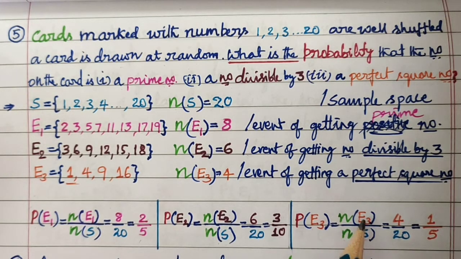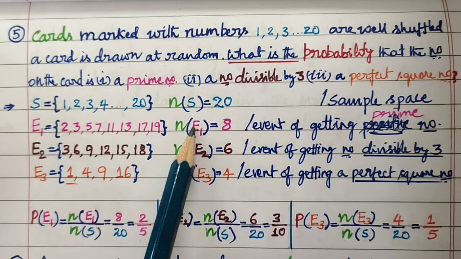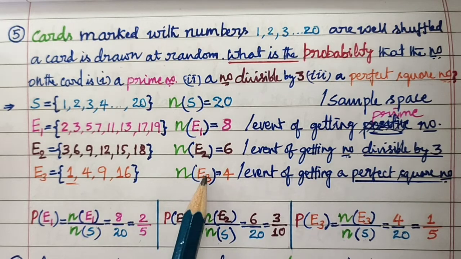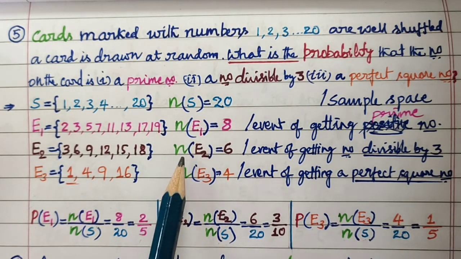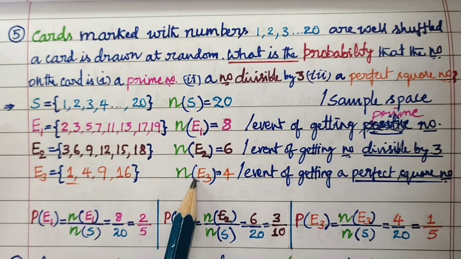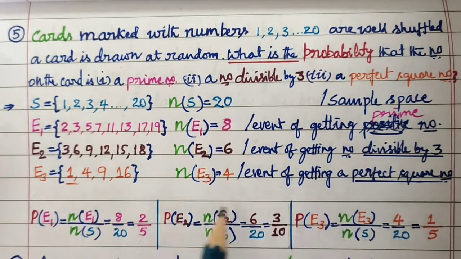Once you make these sets properly, the number of prime numbers, the number of terms divisible by 3, then the perfect squares, if you do all these things properly and find them out, this will be very easy. Just substitute in these things.